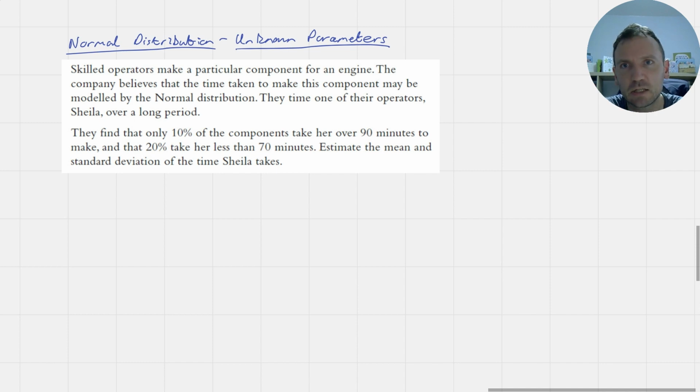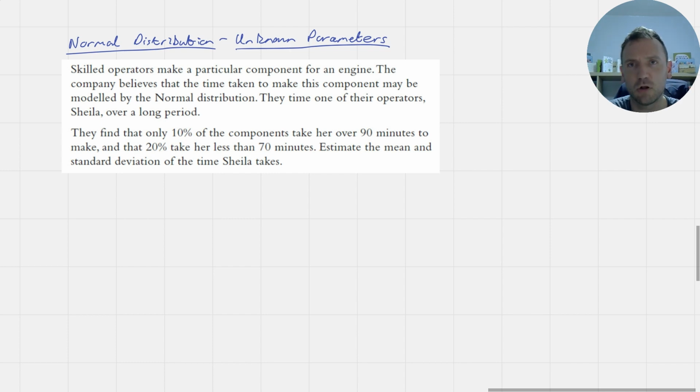So in this case, we're looking at a certain component that needs to be made for an engine, and we're told that the time taken to make these components is normally distributed. And then we're told two things. We're told that it takes over 90 minutes for Sheila to make these components only 10% of the time, and we're told that 20% of the time she takes less than 70 minutes. And we're asked to try and estimate the mean and standard deviation from this information.